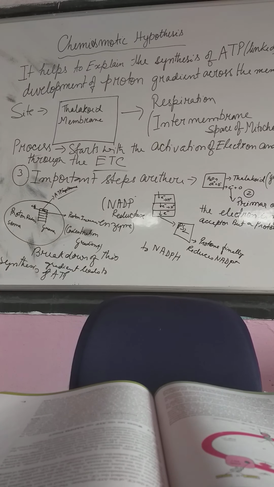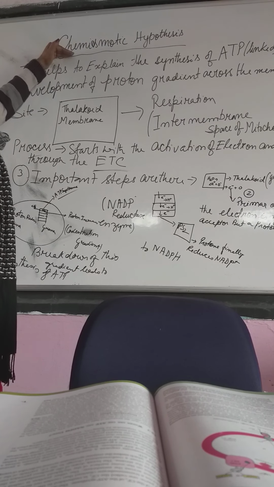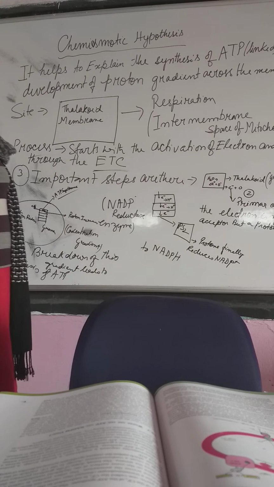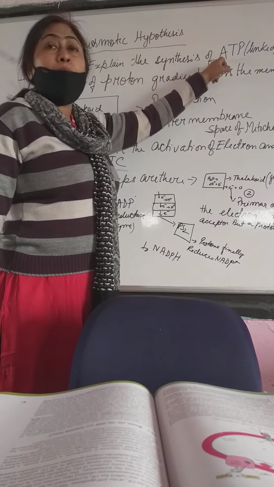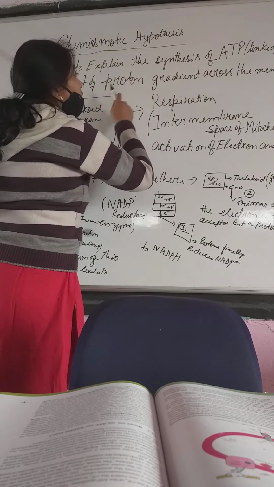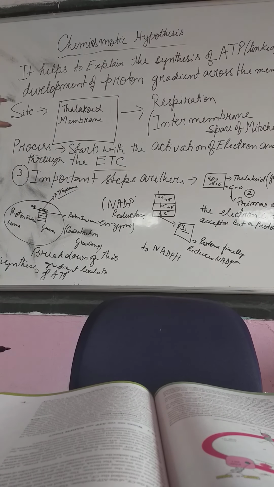Now, you can see today we are dealing with the chemiosmotic hypothesis. Now, this hypothesis actually explains the synthesis of ATP, but it is linked to the development of a proton gradient across the membrane. Now, you see, this hypothesis is basically common to both respiration and photosynthesis, but there is a little difference to it.